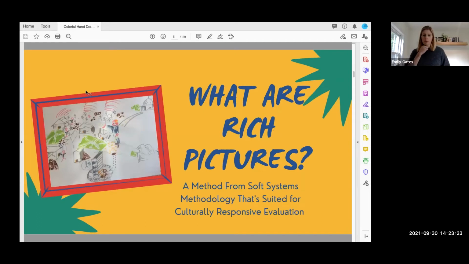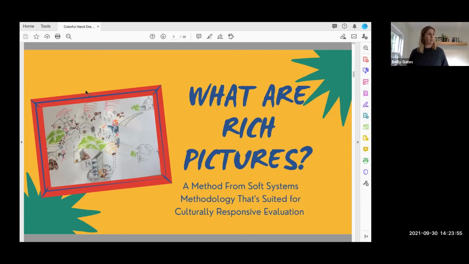So what are rich pictures? As I mentioned, it's a method from soft systems methodology, and we see it being really well suited for culturally responsive evaluation. Here's one of an early one that a colleague did for a project in this red frame here. Right away, you see that they're not particularly great in terms of their artistic quality. It's not about art. You don't see any words, but you see different symbols. You see a whole situation depicted in there. And you see colors, you see shapes, you see icons.